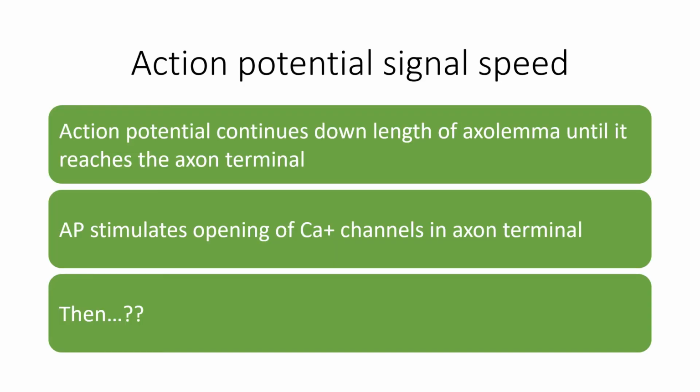Now, the action potential will continue down the length of the axolemma, hopefully, if the axon's myelinated, which most of the ones that we're talking about are. It's going to hop from node of Ranvier to node of Ranvier to node of Ranvier, all the way down until it gets to the axon terminal. At that point, that action potential will open up voltage-gated calcium channels that are going to allow calcium to rush into the cell at the axon terminal.